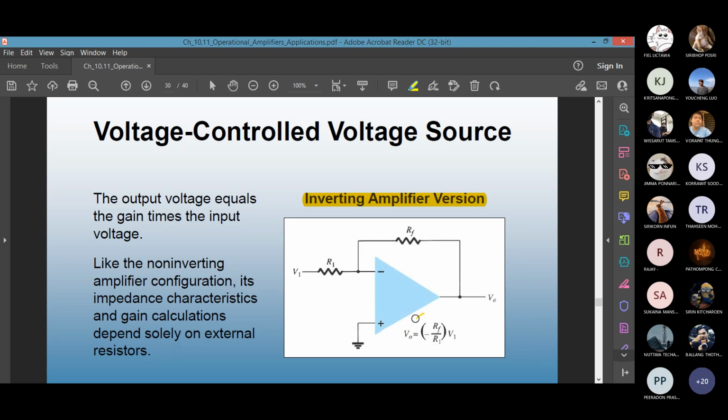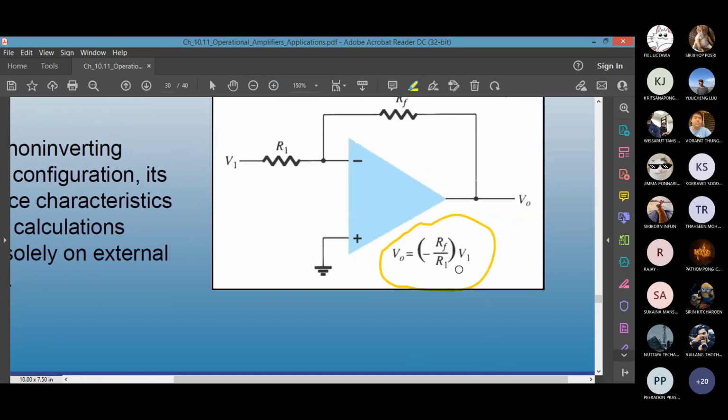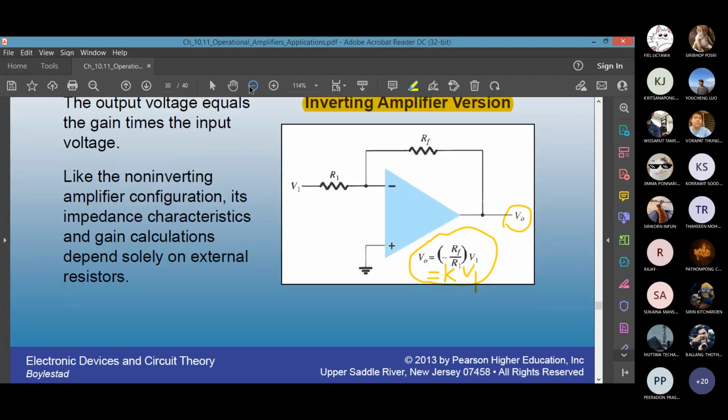What is the output equation? Again, V out equals minus RF over R1 multiplied by V1. So V out equals K V1, with a fixed ratio if you don't have a variable resistor. If you change V1, V out will also change. So again, you have a voltage source which is controlled by another voltage. Voltage controlled voltage source. Any questions about this one?